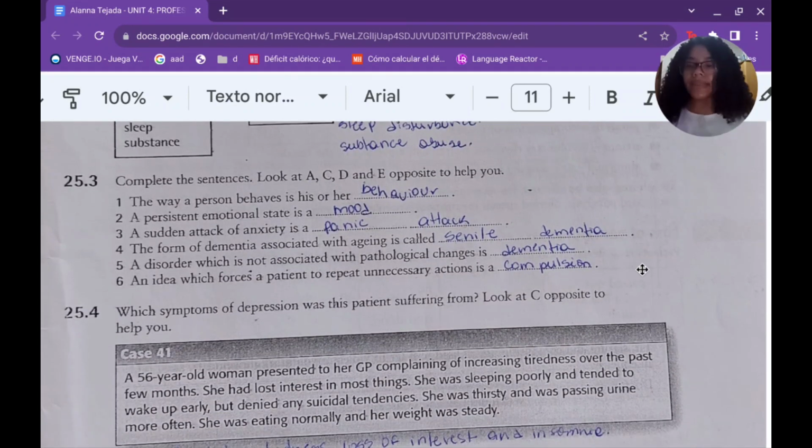25.3. Complete the sentences. Look at A, C, D, and E opposite to help you. 1. The way a person behaves is his or her behavior. 2. A persistent emotional state is a mood. 3. A sudden attack of anxiety is a panic attack. 4. The form of dementia associated with aging is called senile dementia. 5. A disorder which is not associated with pathological changes is functional. 6. An idea which forces the patient to repeat unnecessary actions is a compulsion.